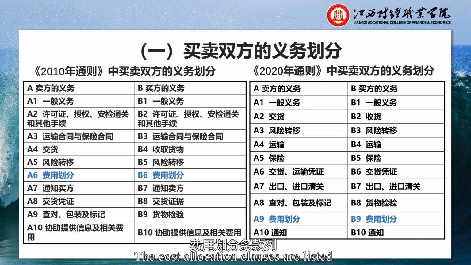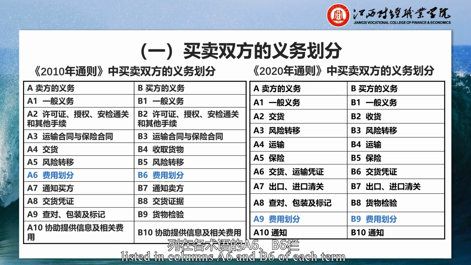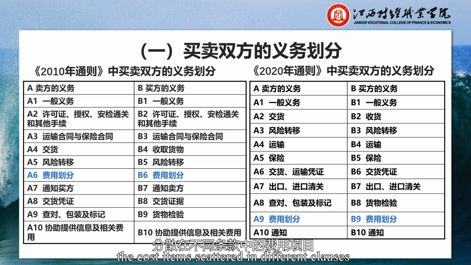The cost allocation clauses are listed in columns A9 and B9 of each term in the 2010 General Rules, while in the 2020 General Rules the cost allocation clauses are listed in columns A6 and B6 of each term. In addition to the change in numbering, the 2020 General Rules columns A6 and B6 uniformly list the cost items that were scattered in different clauses in the 2010 General Rules.